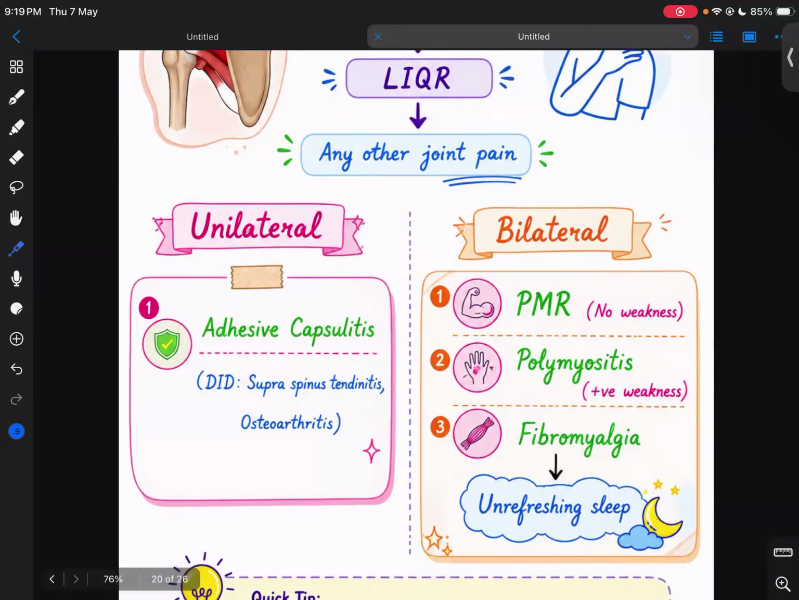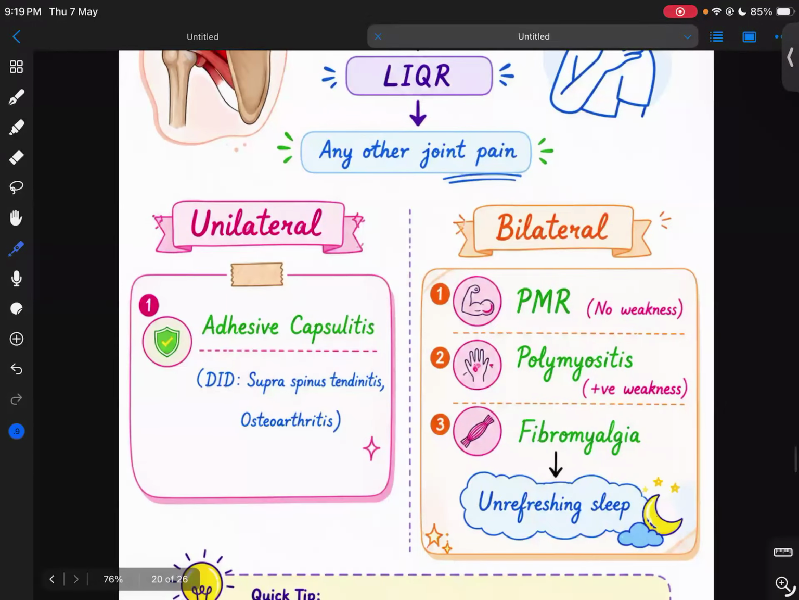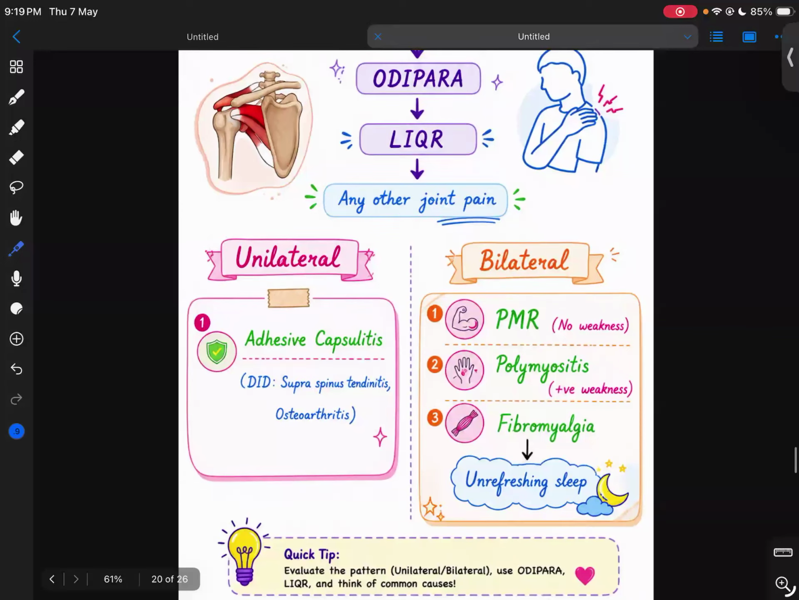Can anyone tell me, if any patient is having polymyalgia rheumatica, what other associated disease you should think of? Yes, doctor, giant cell arteritis. Actually, in the PACES exam, giant cell arteritis cases are given with the prompt of headache. And whenever you have giant cell arteritis, you have to rule out polymyalgia rheumatica. And that's all for bilateral joint pain.